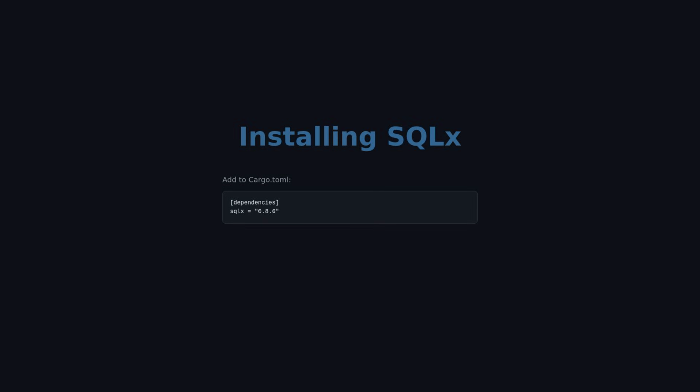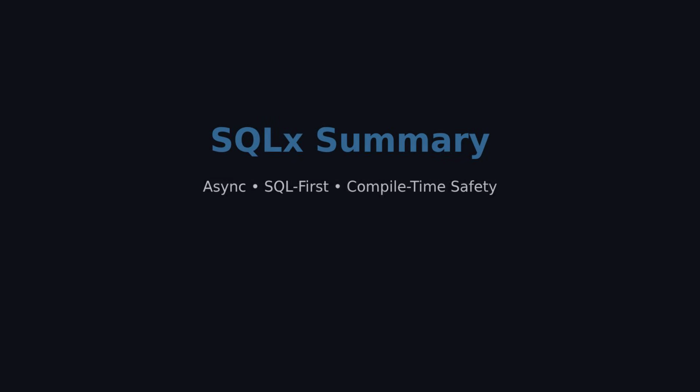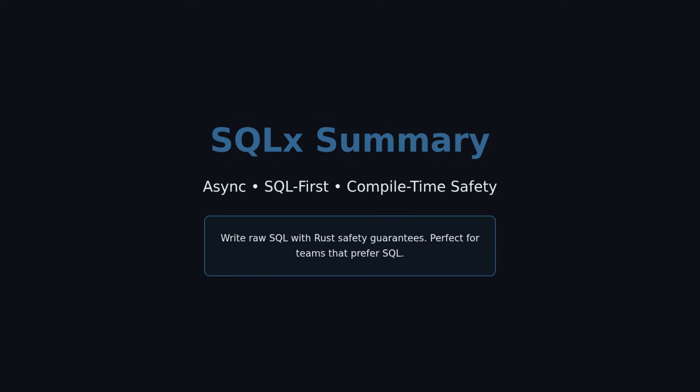To install, add the SQLx crate to your cargo.toml with features for your runtime like runtime-tokio and your database like Postgres. Install the CLI for migrations with cargo install sqlx-cli. The GitHub repository at launchbadge/sqlx has extensive examples and documentation. To summarize SQLx, it is the async SQL toolkit that checks your raw SQL at compile time. Write SQL, get Rust safety. Great for SQL first developers who want type safety without an ORM abstraction.